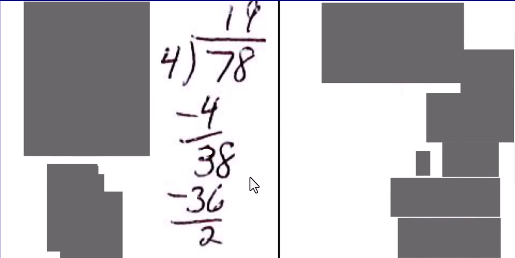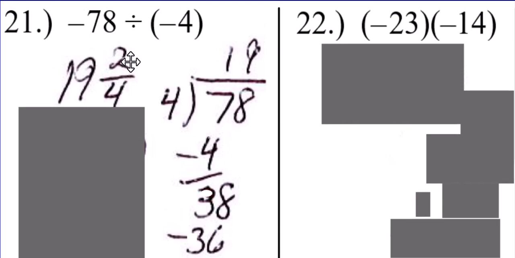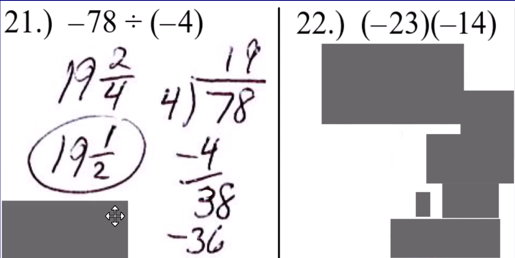Now, here's what we're going to do. The whole number part on top will stay the whole number. The remainder will be put over what we were dividing by, giving you a mixed number. And I think you all know that 2/4 reduces to 1/2.